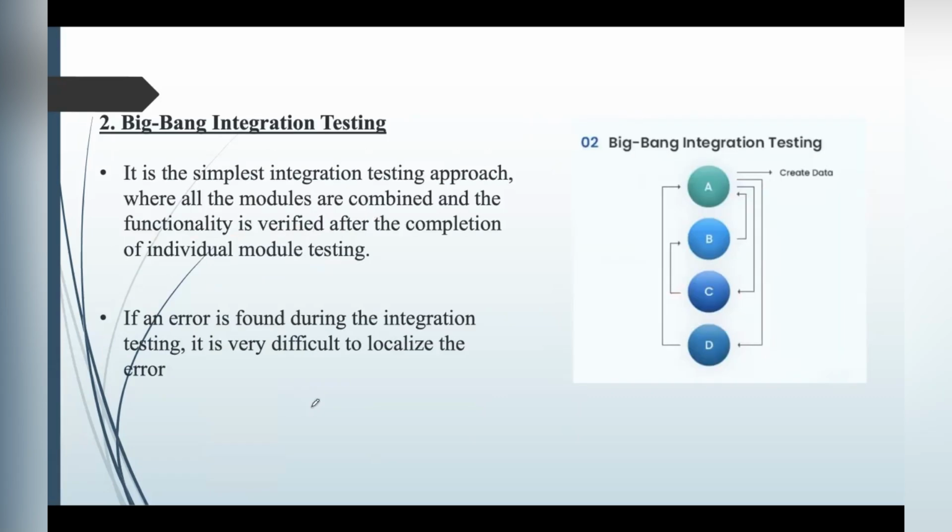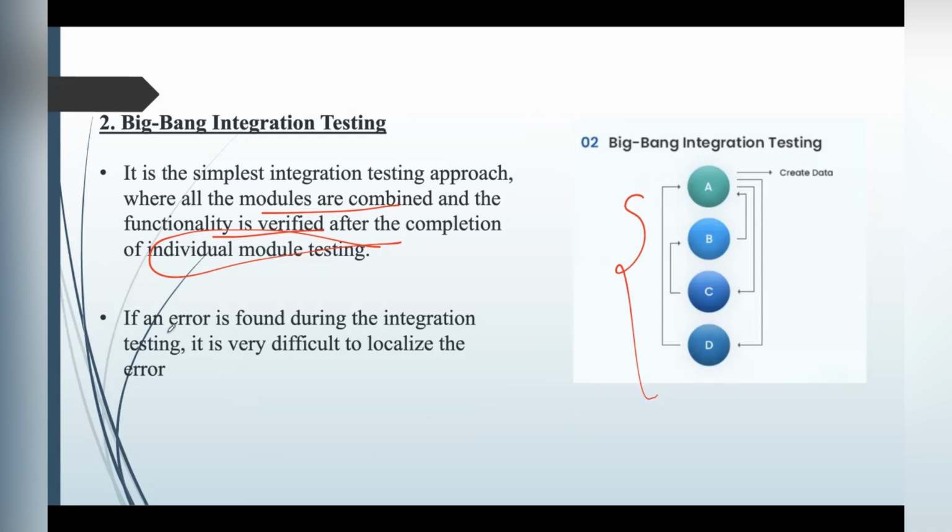And the second approach is Big Bang testing. In this approach, all the modules are combined and functionality is verified. So this will be done after completion of individual module testing. Here in this picture, you can see how the modules are combined together. All modules of the system are simply put together and tested. This approach is suitable only for very small systems.